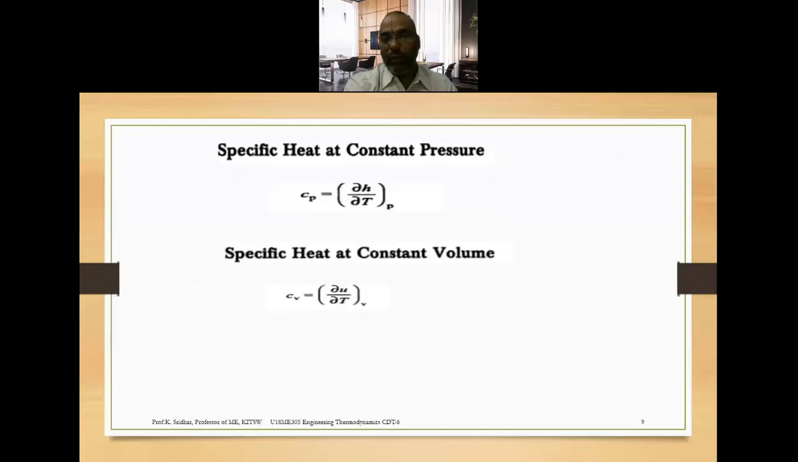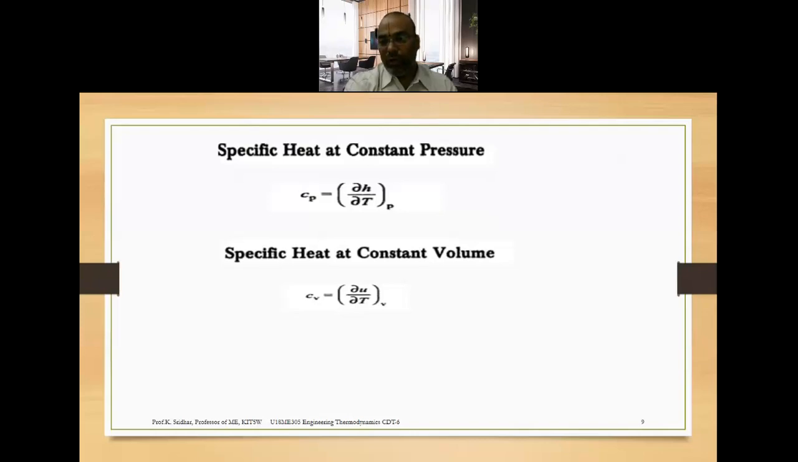So Cp is equivalent to dH by dT at constant pressure, and specific heat at constant volume is nothing but dU by dT at constant volume. These are the formulas for Cp and Cv. So Cp is equivalent to dH by dT. That is, in the numerator you have the change in the enthalpy at constant pressure. But coming to constant volume, Cv is equivalent to dU by dT at constant volume. So in the numerator we have the change in the internal energy.